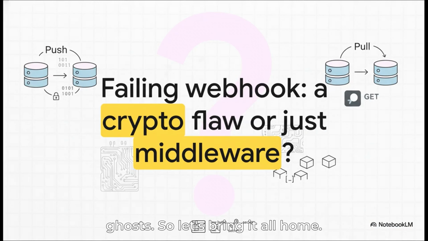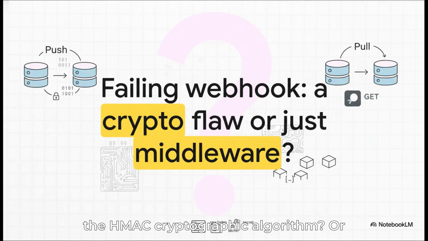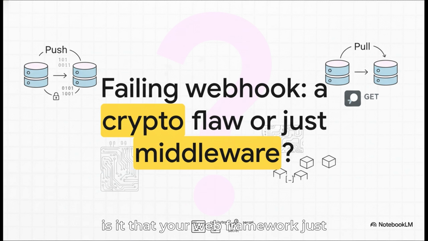So let's bring it all home. The next time you're staring at a failing webhook, what's the real culprit? Is it some incredibly complex flaw in the HMAC cryptographic algorithm? Or is it that your web framework just decided to add an extra space somewhere in the payload? The single most important takeaway is this. Always, always assume the failure is something simple and structural before you assume it's something complicated and cryptographic. Check the raw bytes, check the headers, and double-check that secret.